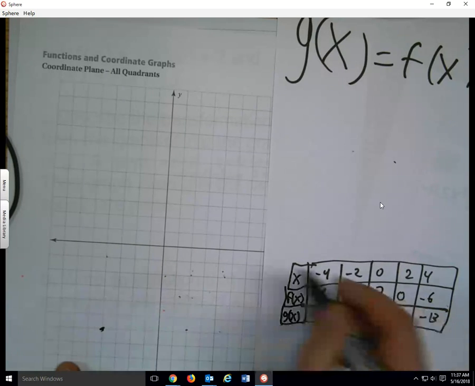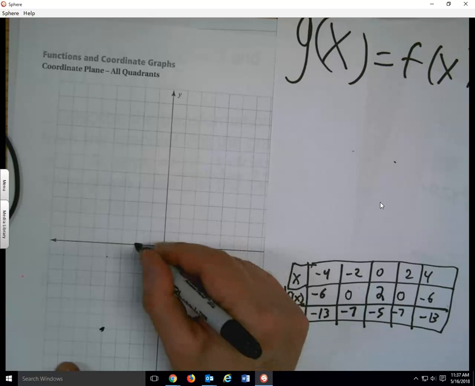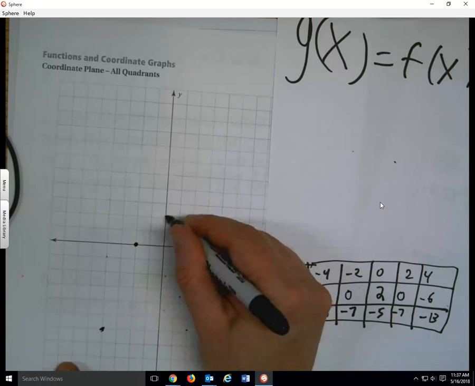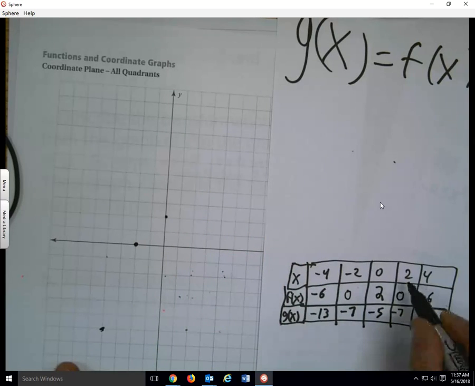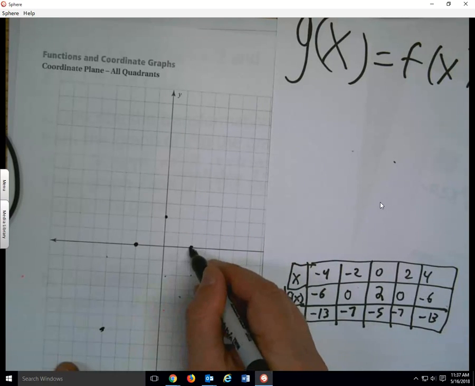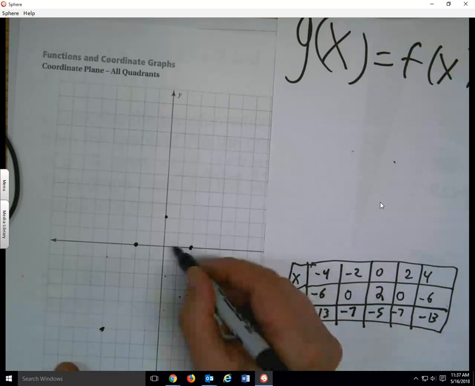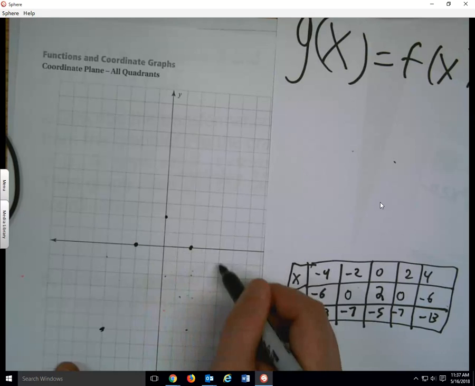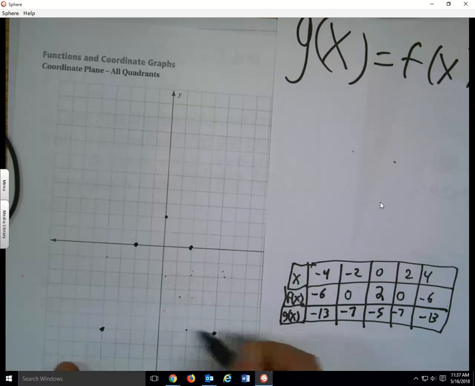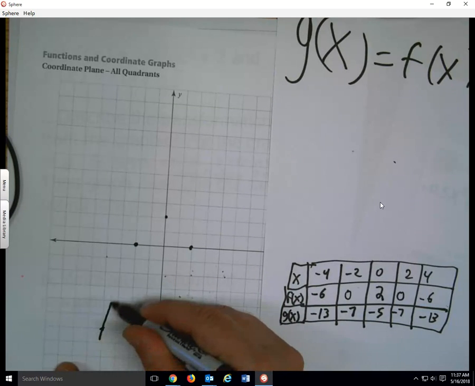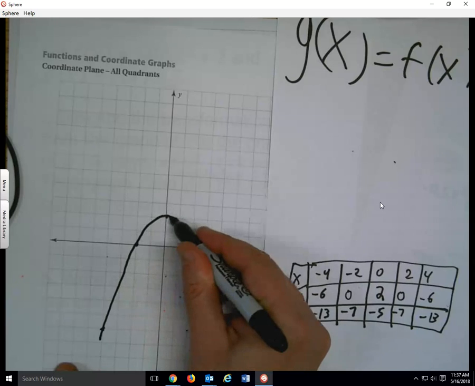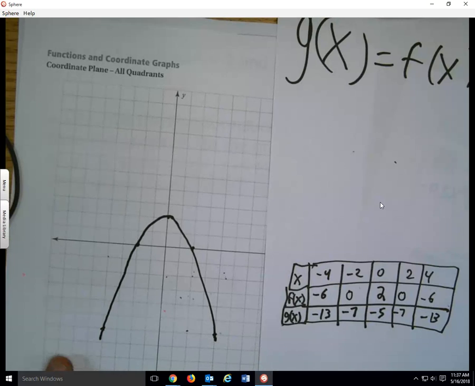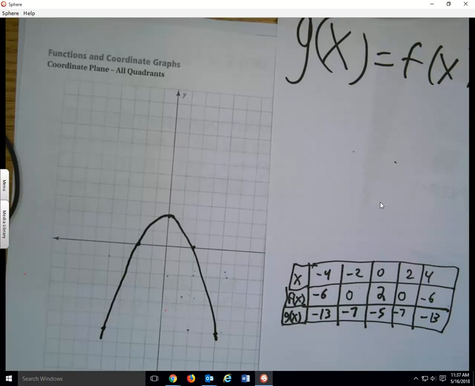If x is a negative 2, it's 0. If x is 0, it's 2. If x is a 2, it's a 0. And if x is a 4, the f of x is a negative 6. Okay, you can kind of see how this parabola is going. Good. Now, how does the new graph look?